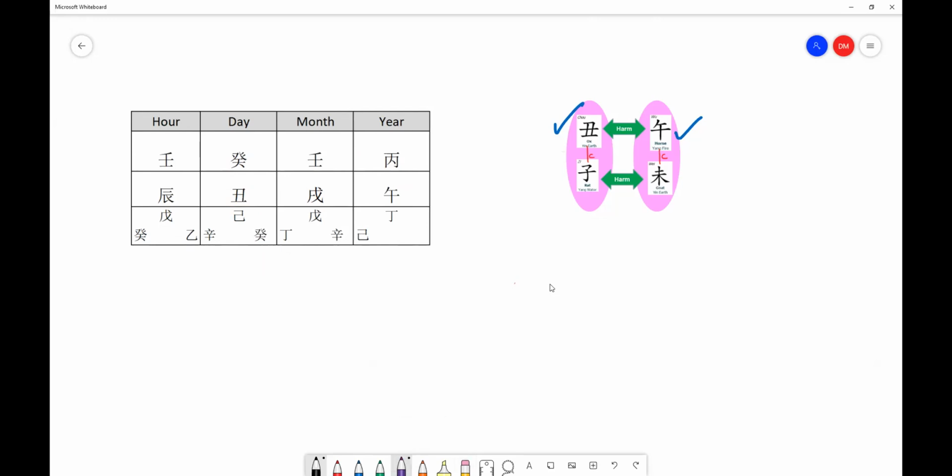So this is a Kui Water Day Master. What is Chi Earth to a Kui Water Day Master? 7K. Earth controls water. Correct, 7K.